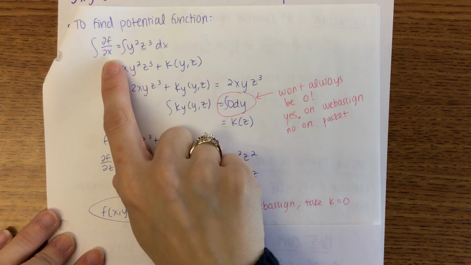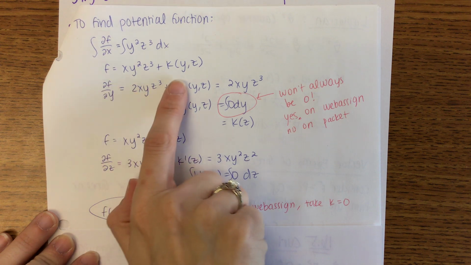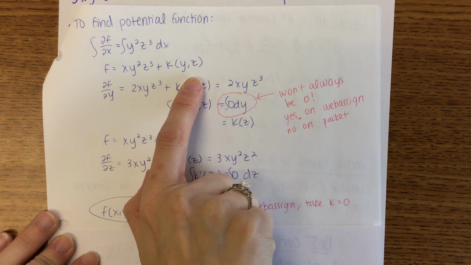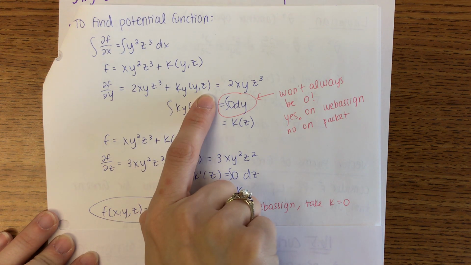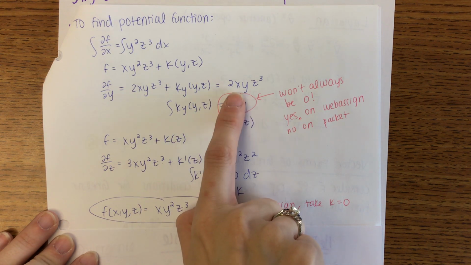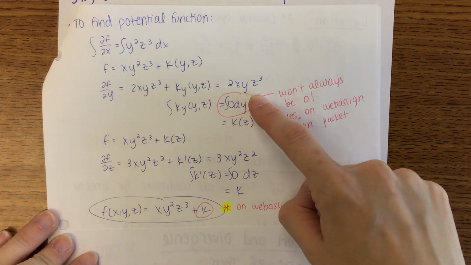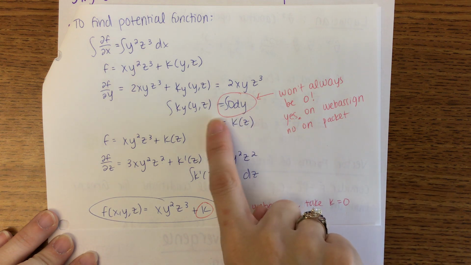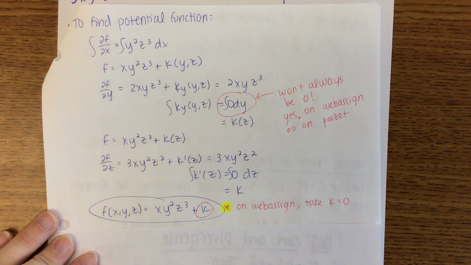I started with partial f, partial x. Is that where you guys started? Integrate with respect to x. Your constant is in terms of y and z then. I then chose to take the derivative with respect to y, which you set equal to the derivative with respect to y from your vector field. You then integrate with respect to y, which just means your constant is in terms of z. With me so far? Okay, so then take the derivative with respect to z. That ends up being your potential function then.